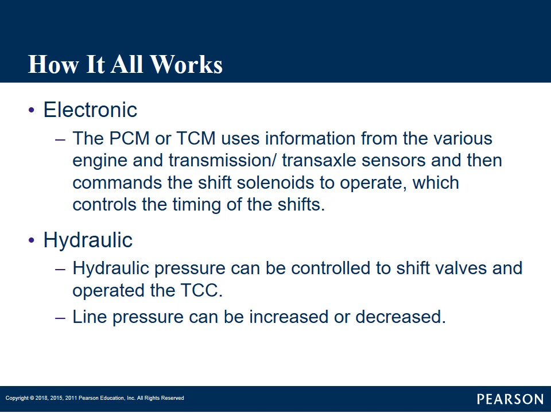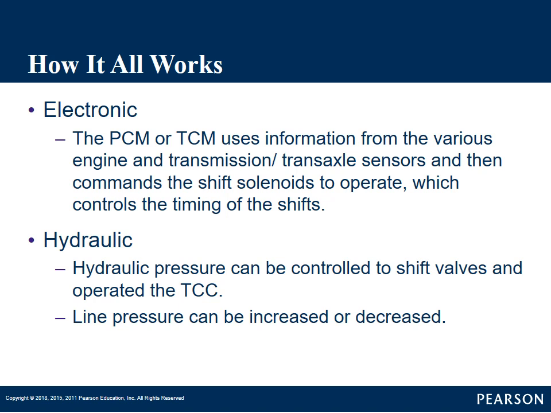All right, now that we've done talking about inputs and outputs of a transmission, we're going to talk about how this all goes together, how it all works. Okay, the PCM or TCM uses information from the different engine and transmission sensors and then commands the shift solenoids to operate, which not only controls shift timing, but also controls pressure. This is that process I'm talking about.